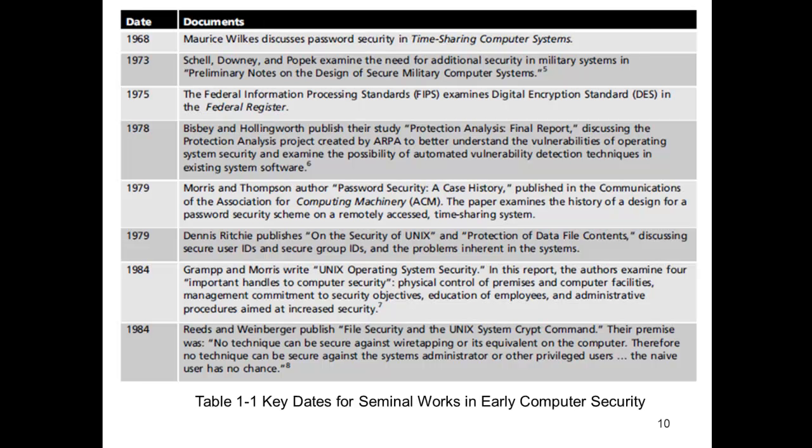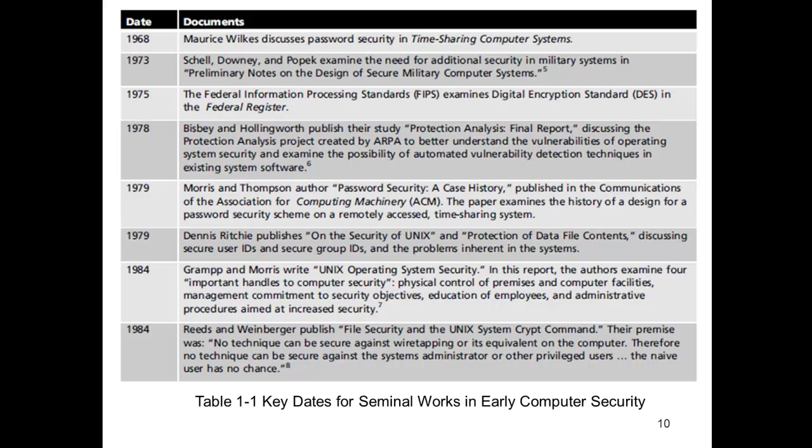This slide demonstrates some key dates for some seminal works in early computer security, starting in '68 with Wilkes, who discusses password security. Shell, Downing, and Popick examined the need for additional security in military systems. In '75, the Federal Information Processing Standards examines the Data Encryption Standard, or DES. And then Bisbee and Hollingworth in '78, and Morris and Thompson were the authors of Password Security: A Case History. We're still really looking at some rudimentary technological or security tools like passwords.